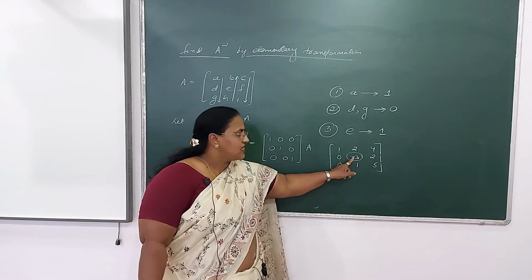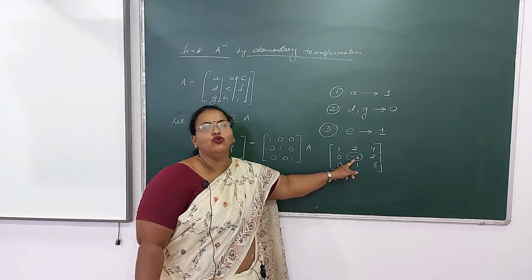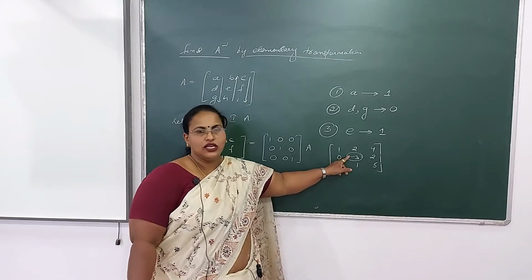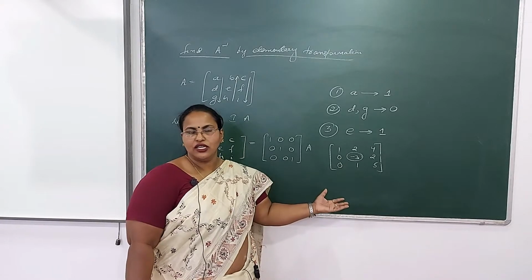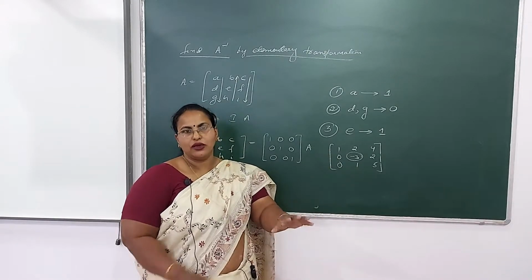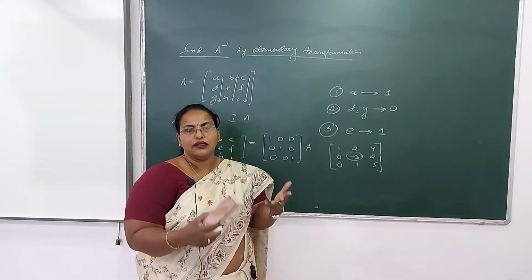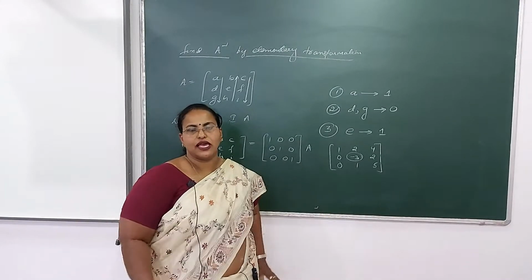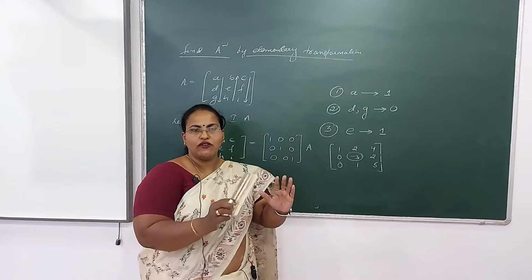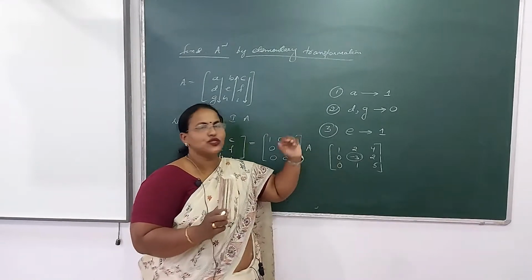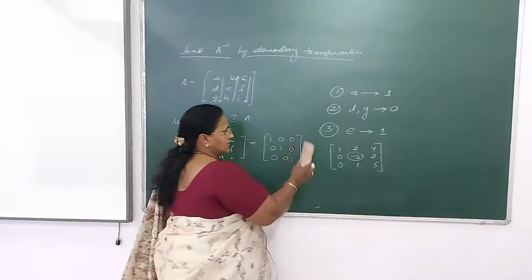So for converting this position, A22, as 1, either you interchange with R3, or you take the help of R3 applying any operation, or finally if you are not finding anything, the best way is to divide it by the same element. That way you can manage this A22 position as 1. So this is the third step.